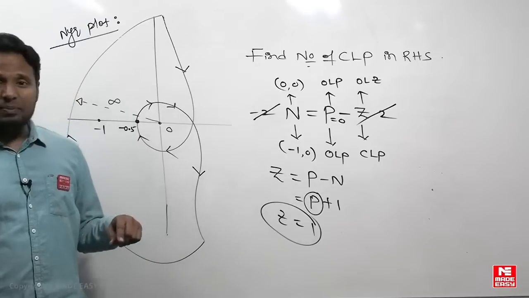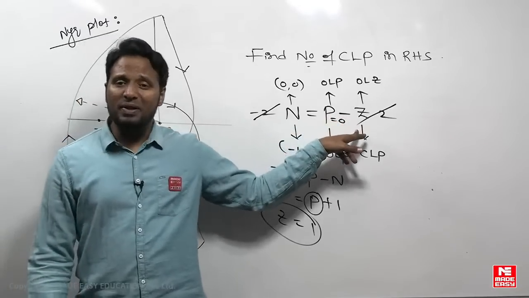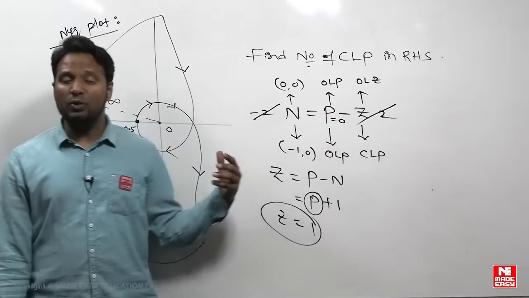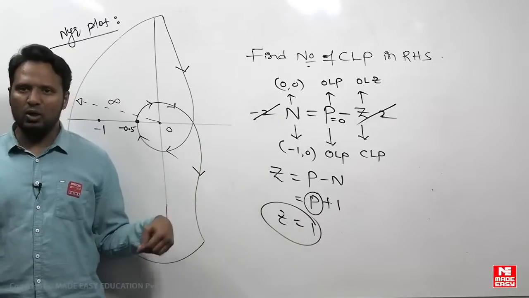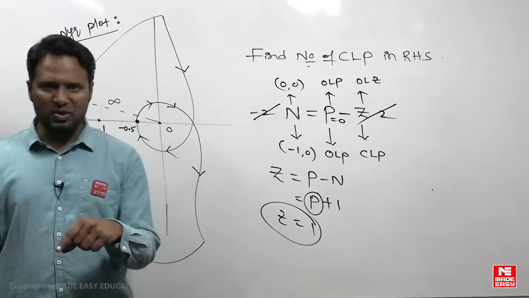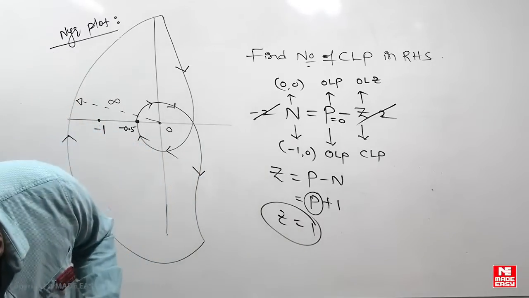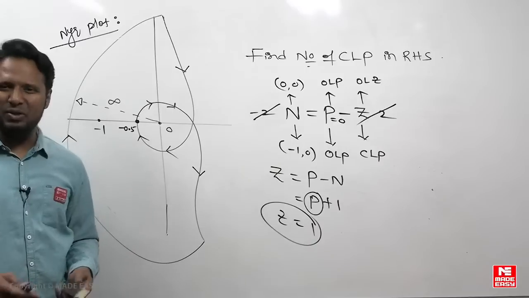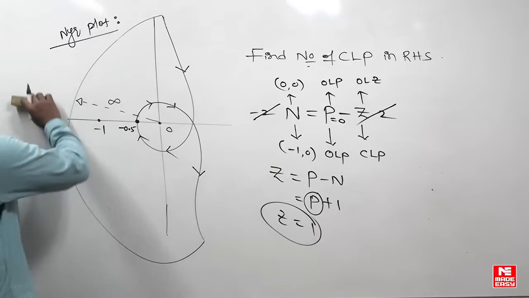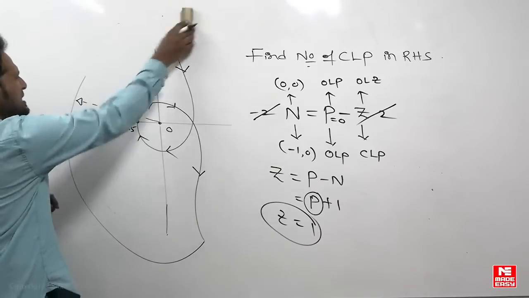Right, sometimes the information about the zeros will be mentioned in the question. Sometimes it won't be mentioned, we need to assume accordingly. The GATE 22 question is a question where zeros were mentioned. Okay, so let me explain that question now, which is exactly based on this.